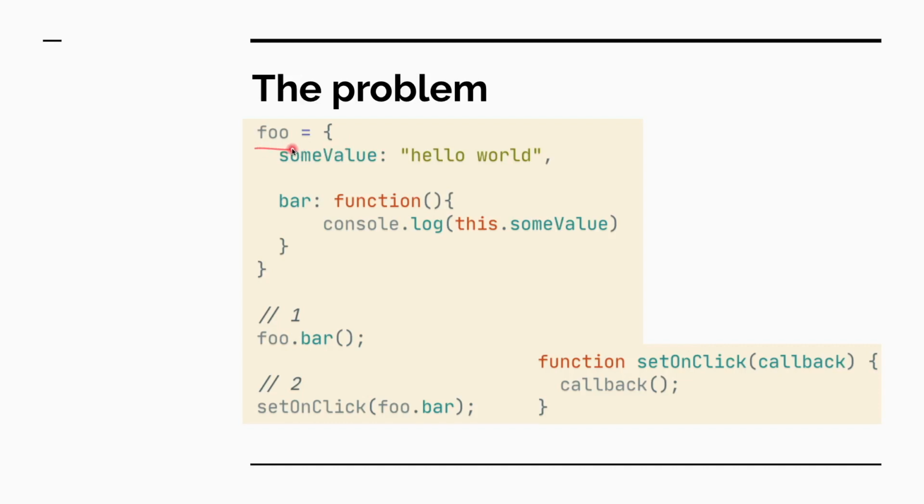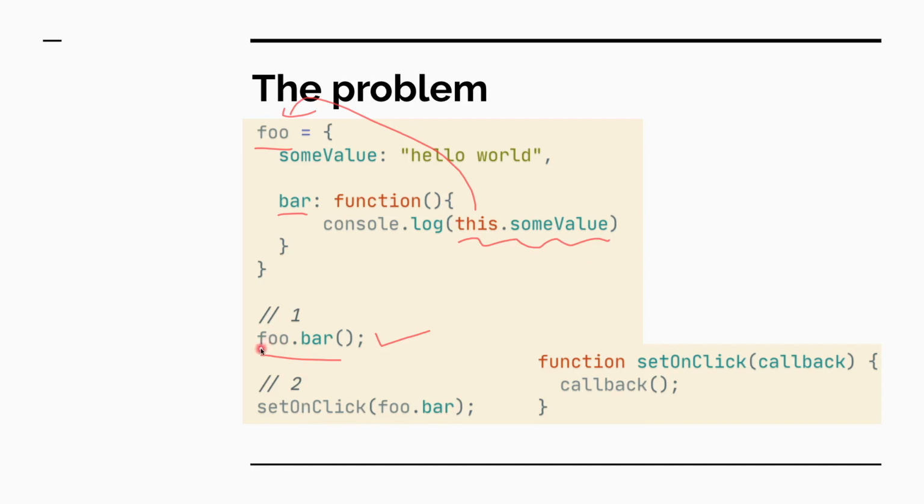So here is the object foo, which has a method bar within it, and the method tries to access some other value within the object foo using this.someValue. So this is supposed to refer to foo here. And now if we try to call this method using foo.bar, this seems to work as expected, right? Bar gets foo as this in here and all the values are correct. But what about the other option?